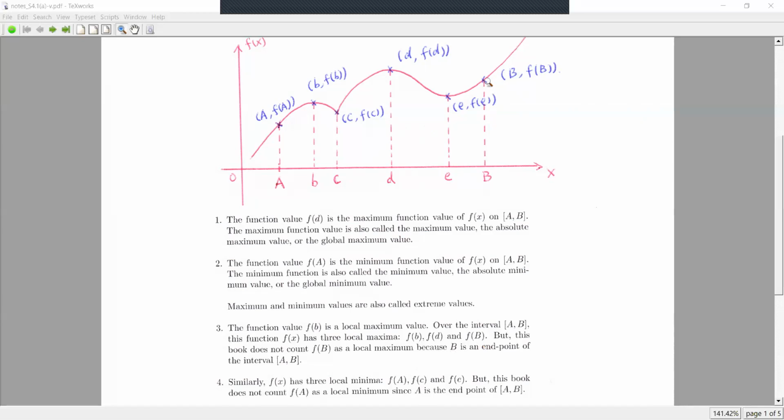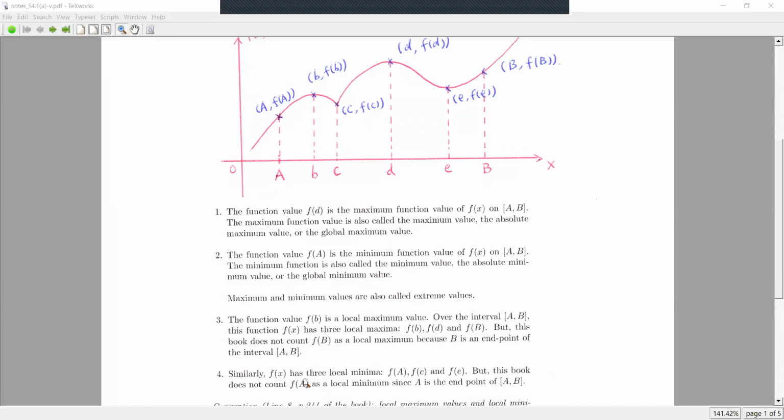Because bb is an endpoint, the book doesn't count f of bb as a local maximum. This is a convention. This book doesn't count local maximum or local minimum at endpoints.